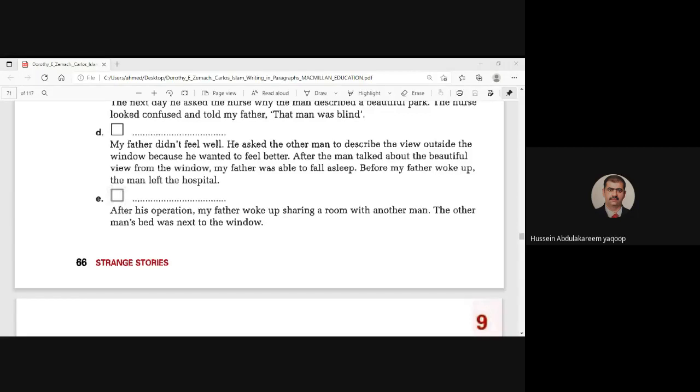And the last one, we may go now to Ghufran. 5. End of the story. The next day, he asked the nurse why the man described a beautiful park. The nurse looked confused and told my father that the man was blind.